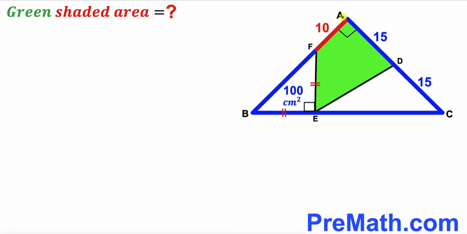And moreover, this tiny segment AF length is 10 centimeter. The segment AD length is 15 centimeter. And finally, this segment CD length is 15 centimeter as well. Now our task is to calculate the area of this green shaded quadrilateral.